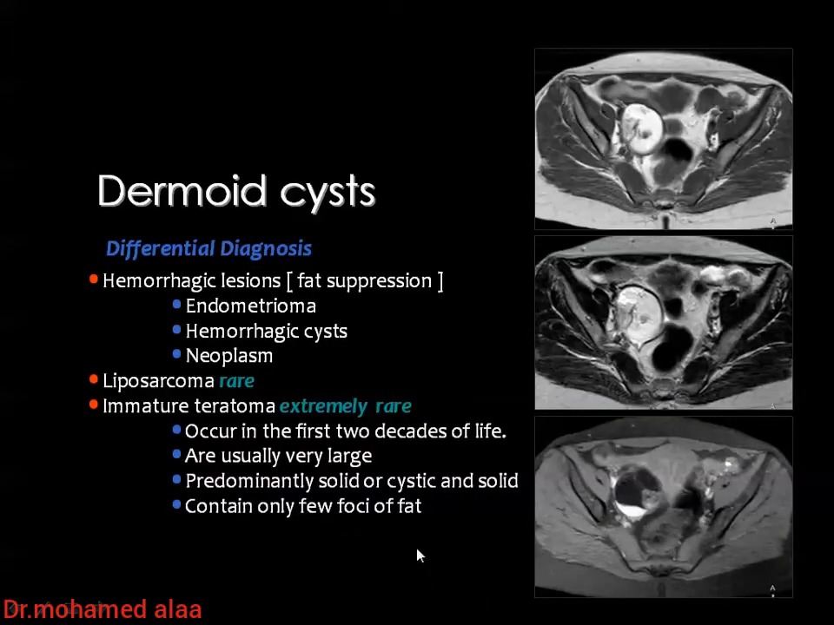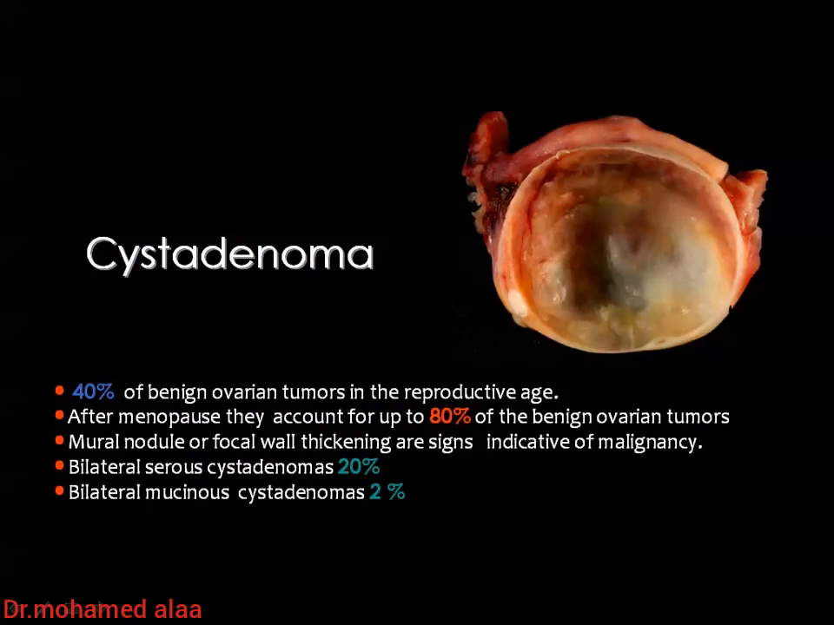And the differential diagnosis of a dermoid cyst in the ovary, this is T1, this is T2, and this is T1 fat suppression, includes hemorrhage. Hemorrhage may occur in the hemorrhagic ovarian cyst or ovarian endometrioma, and both contain high signal in T1, but they will show different appearance in the T2 and in the fat suppressed images. Most other lesions containing fat in the ovary are extremely rare, like liposarcoma and immature teratoma. In cystadenoma, we have two types, the serous type and the mucinous type.